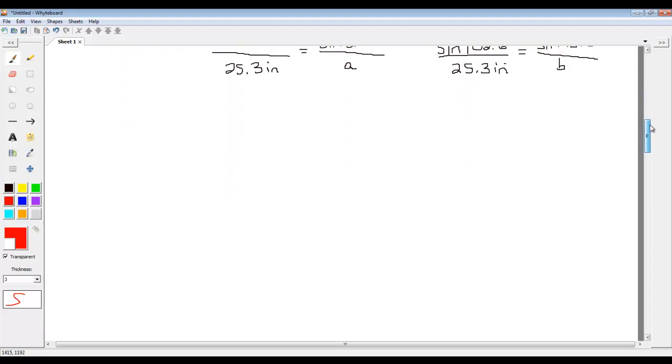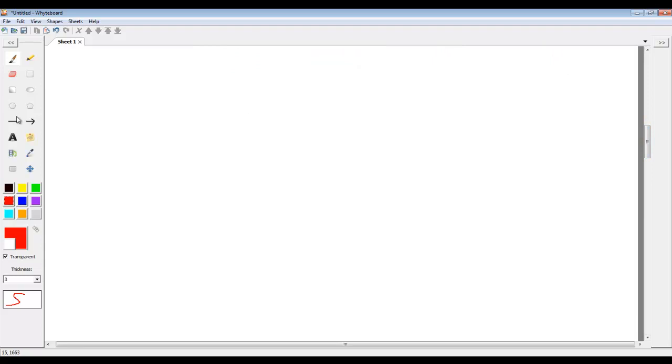Alright, let's do another one. Let's say we have a triangle. I'm just going to sketch it. Let's draw this in black. That looks like this. Again, I'm sketching, so please forgive me for not being perfectly straight and all that kind of stuff. We've got angle A up here, B here, and C here. And then side A, side B, side C.